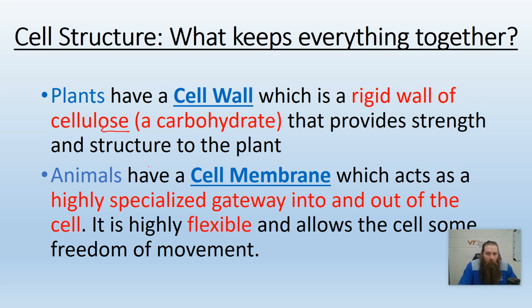Animals don't have a cell wall. We have a cell membrane. Okay, and the cell membrane kind of acts like a gatekeeper. It lets things in and out. It's really flexible. It lets the cell move.